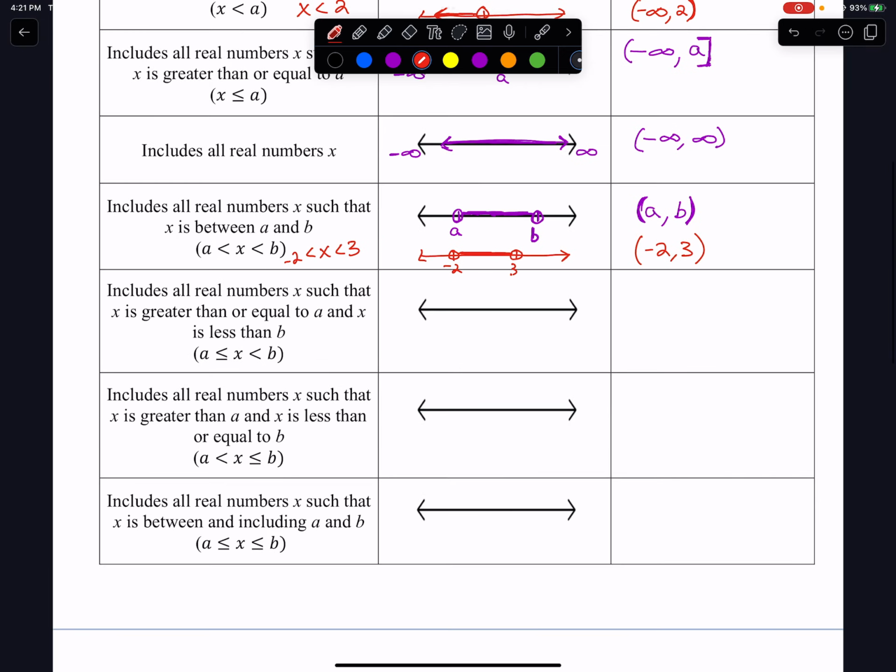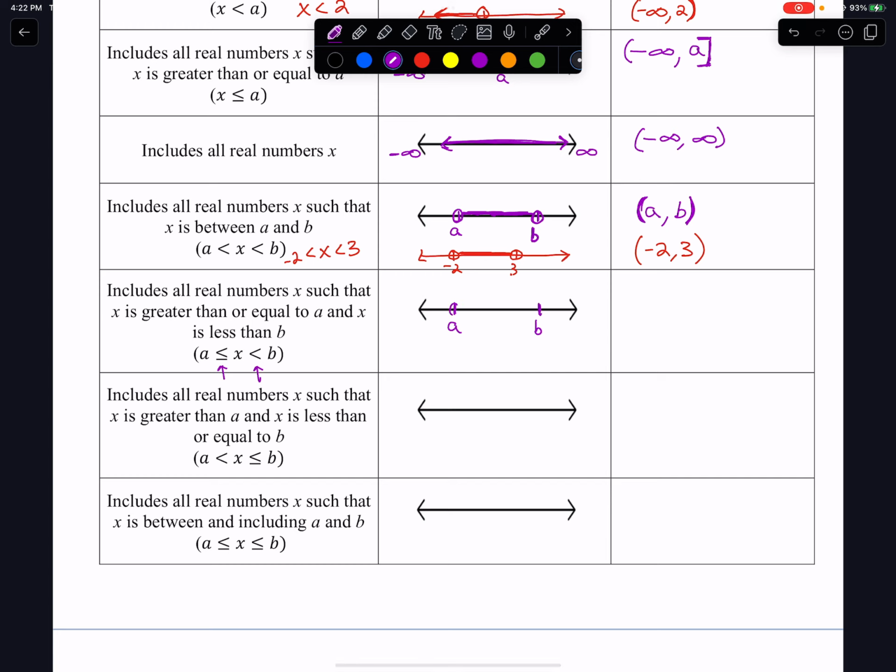This includes all real numbers x such that x is greater than or equal to a and less than b. So now you have to be really careful about your symbols here. I'm going to include a, but not include b. So a is the smallest number because I can see the symbol here, less than. So a is less than x, which is less than b. So a is the smallest number, and b is the largest number. And x are all the values in between, so I color them in.